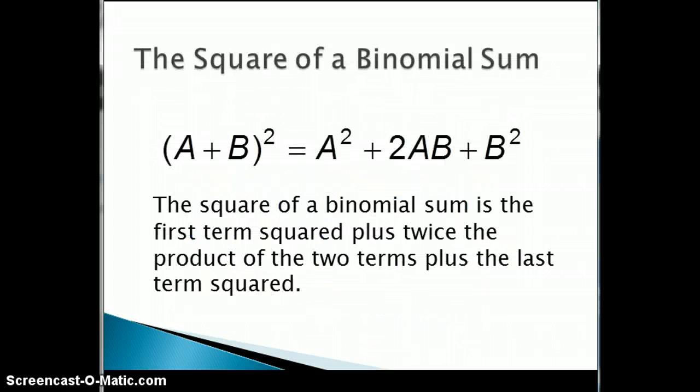Now the next product is called the square of a binomial sum. Notice that we have a binomial inside the parentheses, and because there's a plus sign between the two terms, that would be called a binomial sum. And we're squaring the binomial sum with that exponent of 2. So this formula tells us that the square of a binomial sum is the first term squared plus twice the product of the two terms, a and b, plus the last term squared.